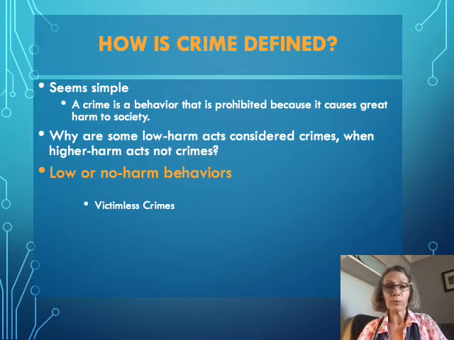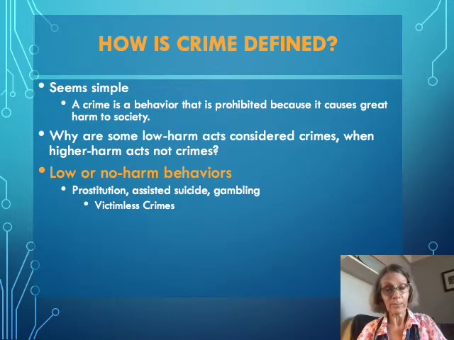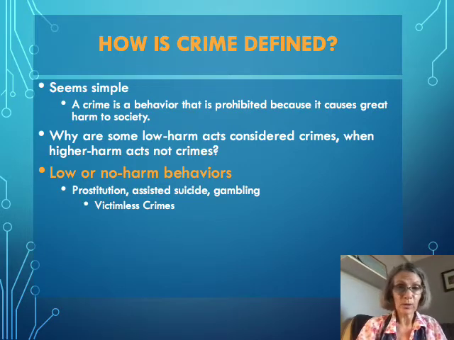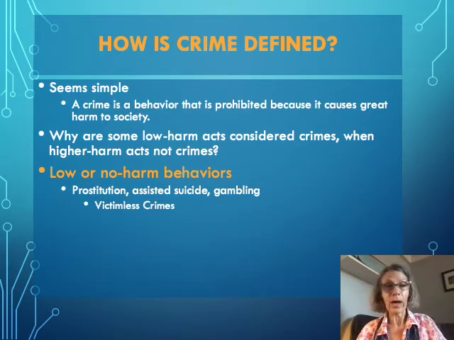These are oftentimes referred to as victimless crimes. And some examples of victimless crimes are prostitution, assisted suicide, some forms of gambling. So in most states throughout the United States, if you sell a sex act, you've engaged in a criminal behavior. If you help somebody commit suicide, in most states, that's illegal. It's a crime. And even in some states, some forms of gambling are criminal.